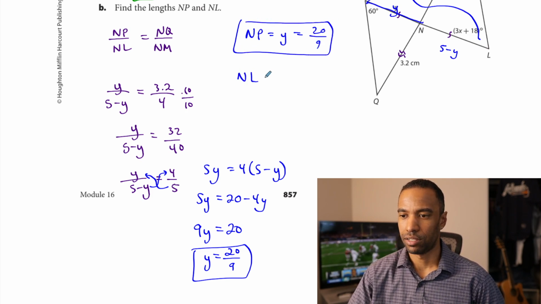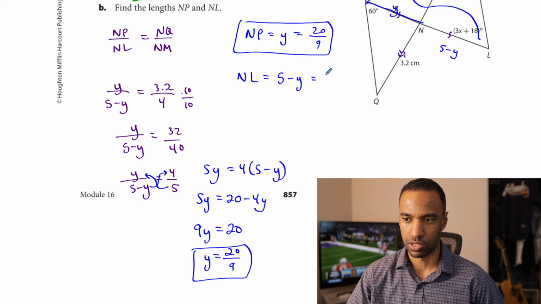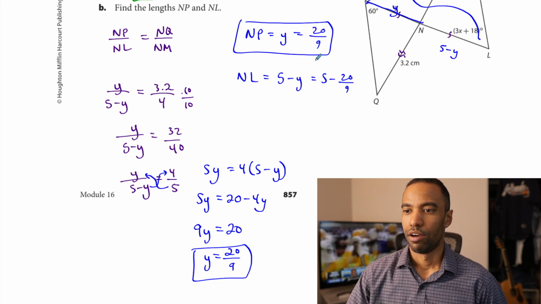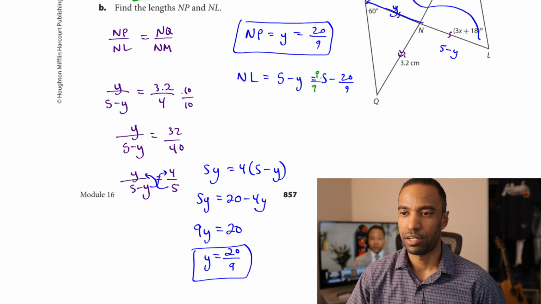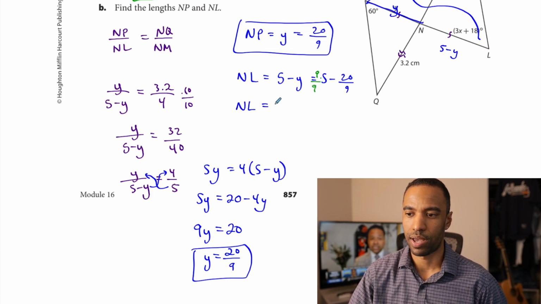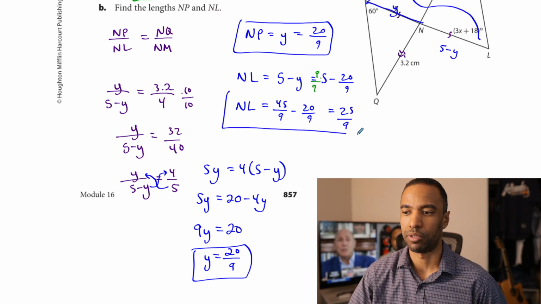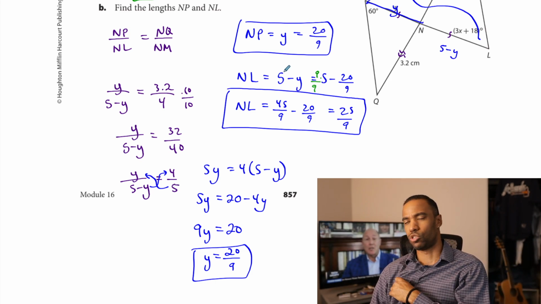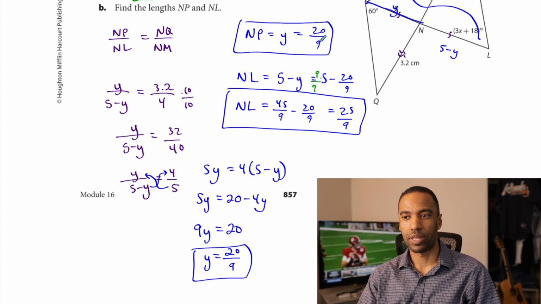And NL is 5 minus y, which is 5 minus 20/9. 5, I got to multiply by 9 over 9, get a common denominator right there. That's going to give me 45/9. So NL is 45/9 minus 20/9, which is 25/9. And I'm going to leave that like that, which is 2.7 repeating, about like that. All right, so anyway, those are the two lengths right there.